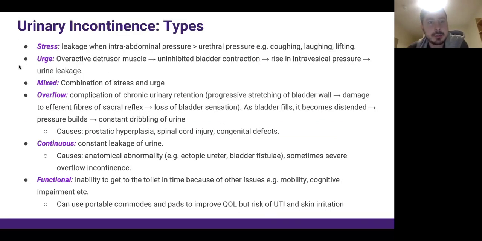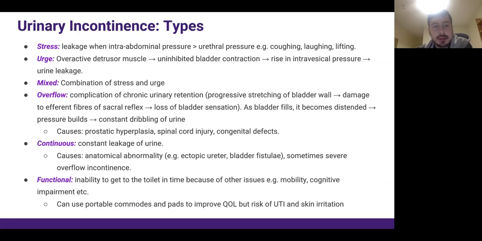So the different types, we'll start with urge because that was related to the question. What happens in urge is that the detrusor muscle in the bladder is overactive. So the bladder keeps contracting and this causes an increase in pressure inside the bladder. As a result, urine leaks, sometimes without voluntary control. If it's stress, however, this is because of intra-abdominal pressure, which is causing pressure on the urethra, and activities such as coughing, laughing, lifting will cause leakage. Often in reality, though, it can be a mixed pattern between stress and urge, and that makes it somewhat harder to treat.